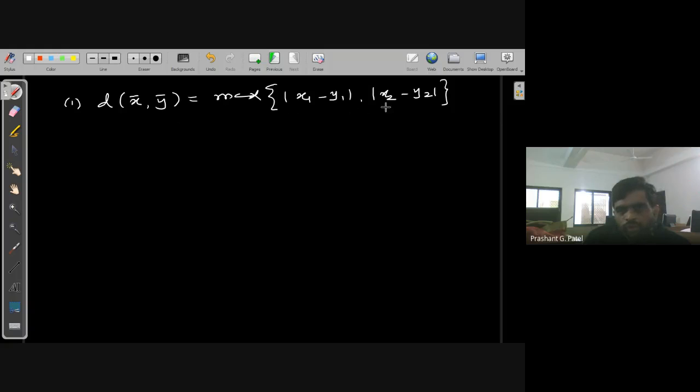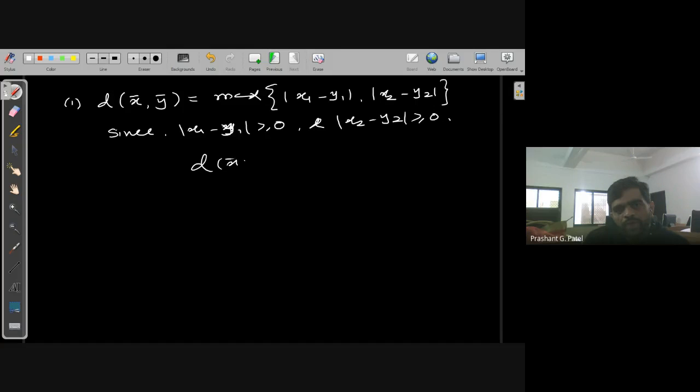And since both these numbers, mod of x1 minus y1 is greater than or equal to 0 and mod of x2 minus y2 is greater than or equal to 0, we will have d of x bar y bar, maximum is coming from non-negative numbers, so that's why it is always non-negative. So that is the thing to prove, and it's always true.